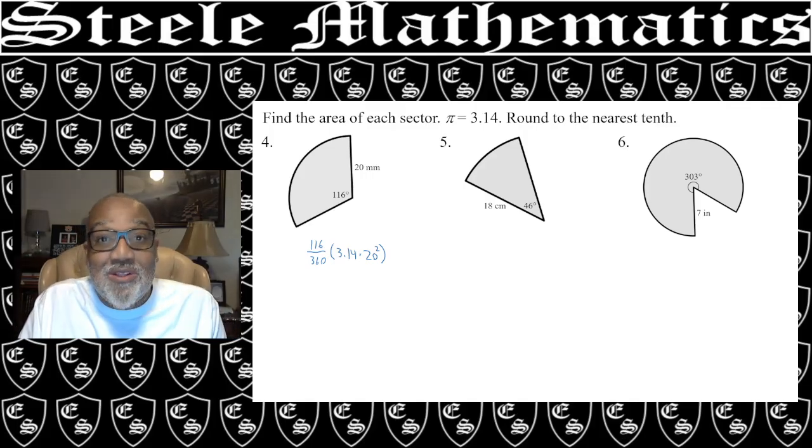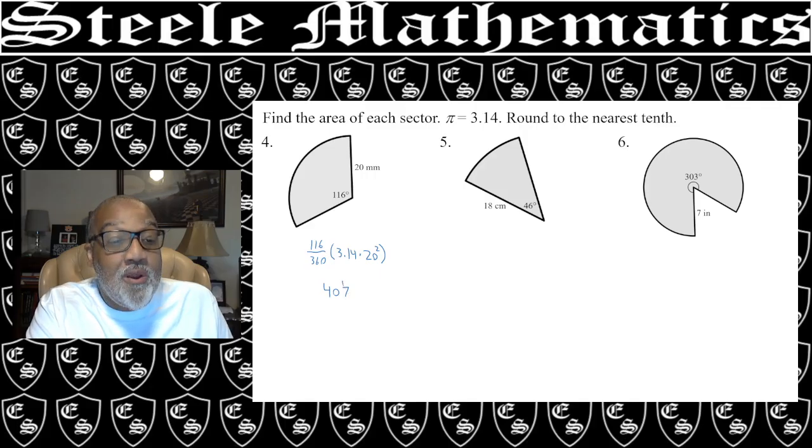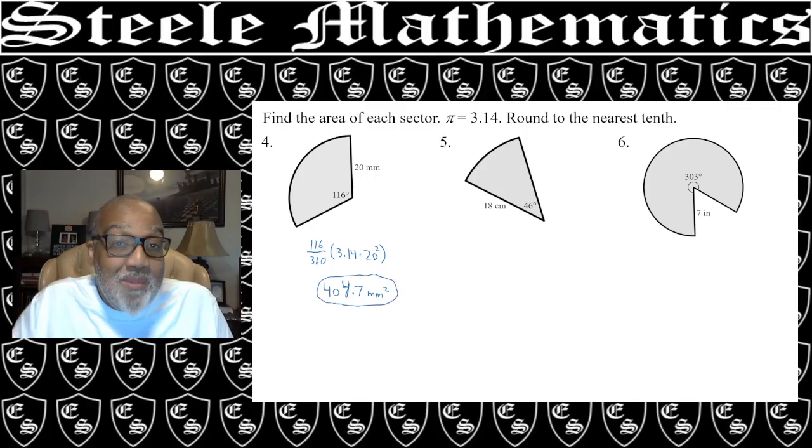So we're going to take our calculator. We have 116 divided by 360 times 3.14 times 20 squared. And you get 404.7 square millimeters. When we talk about area, remember that the unit is squared.